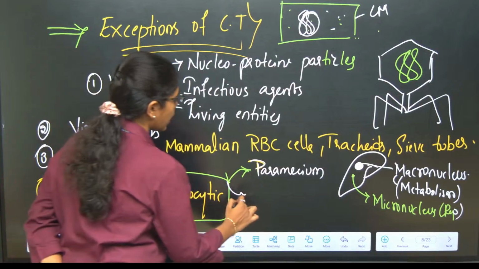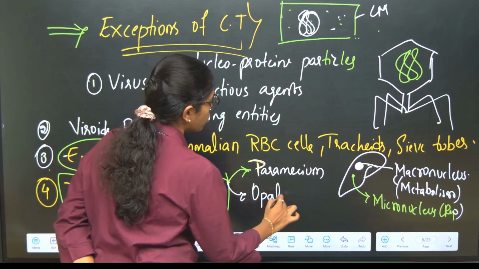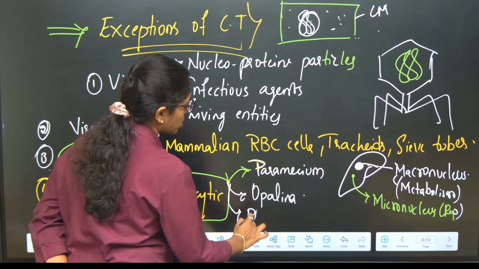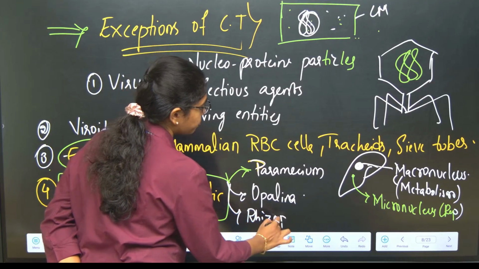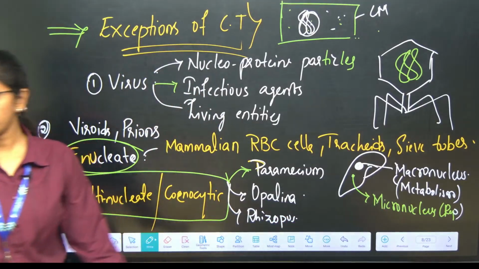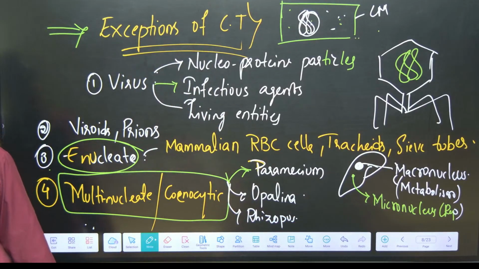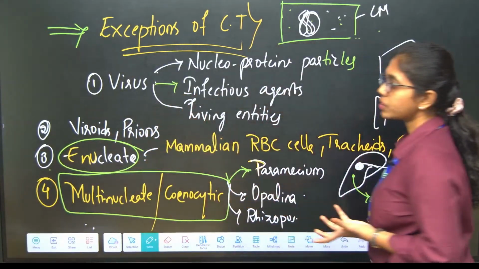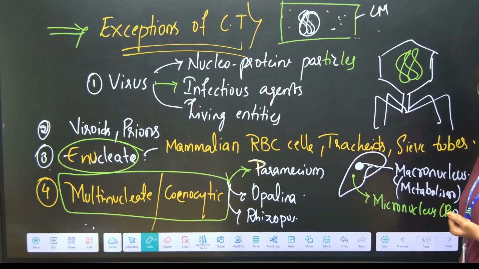A few organisms like Opalina possess multiple nuclei inside the cell, and the fungus like Rhizopus, which is bread mold, also possesses the cenocytic or multinucleated condition. So these cells are the exceptions of cell theory.